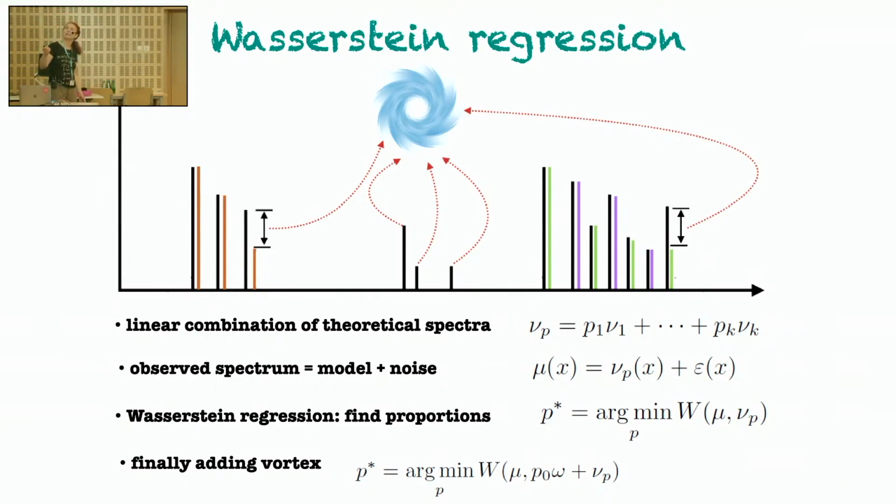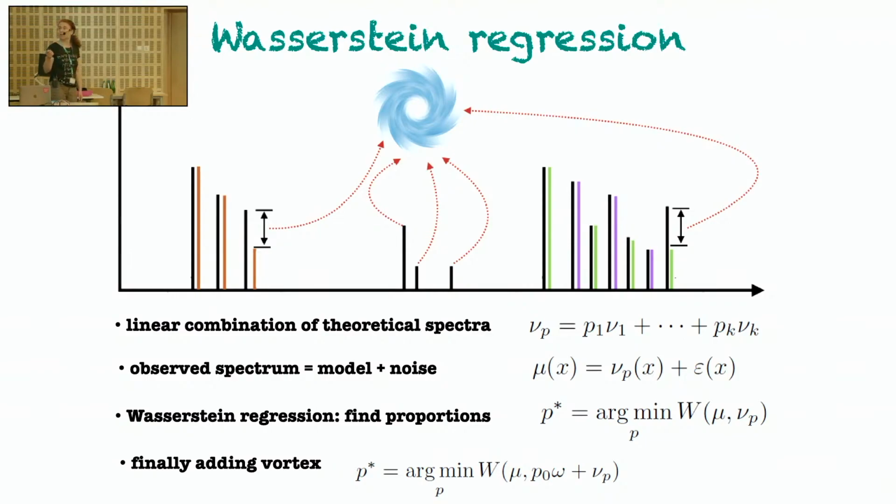We can suspect that this is signal from the brown molecule. This could be signal from the green and magenta ones, but these peaks constitute what we call the chemical noise. It's something extra in the spectra. So we can say that our experimental spectrum is a linear combination of theoretical ones, that's the model, plus some noise. And then we can do a Wasserstein regression, using the Wasserstein distance to find the proportions of the spectra.